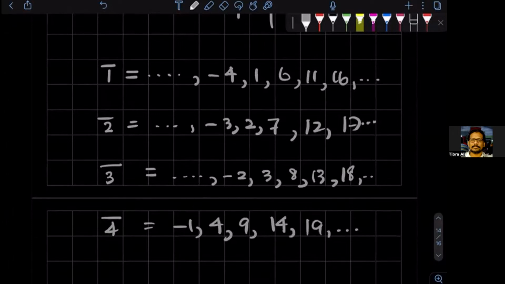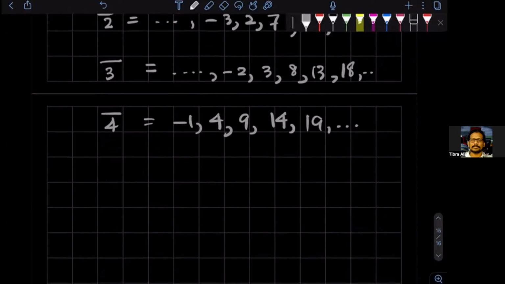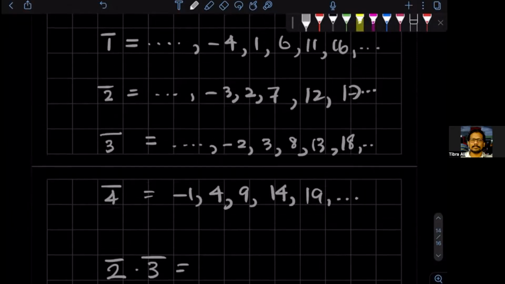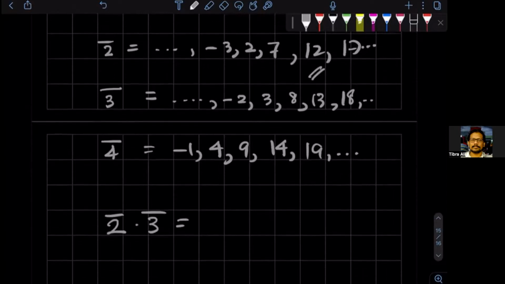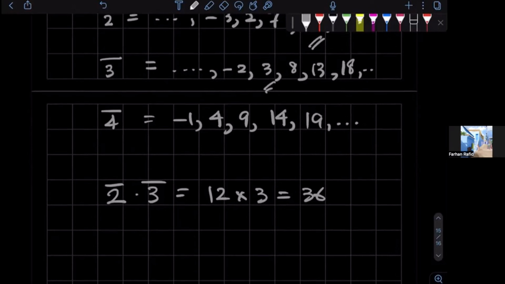Okay. So what is the multiplication? It's just group multiplication, the usual multiplication. So if I take 2 and 3, then I just have to take some representative, say you can take 12 from 2. And for 3, let's just take 3. So 12 times 3 is 36, right? So 36. So which group has 0?